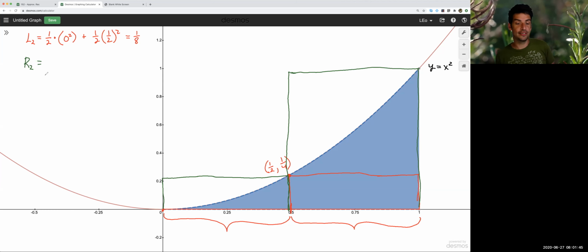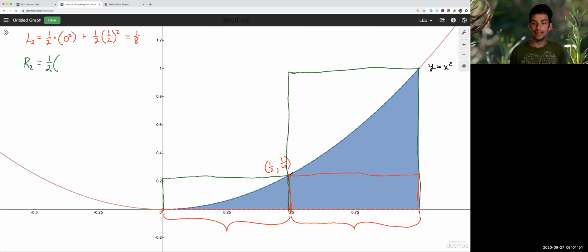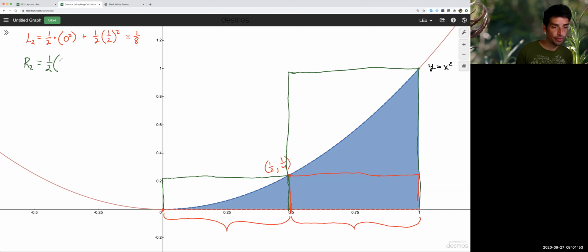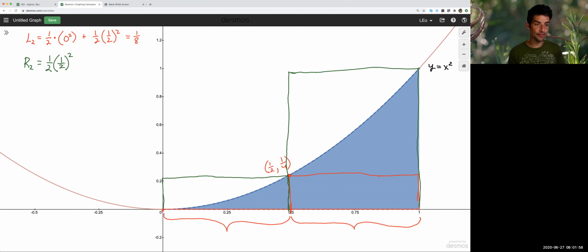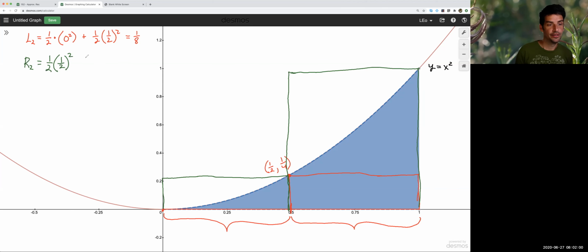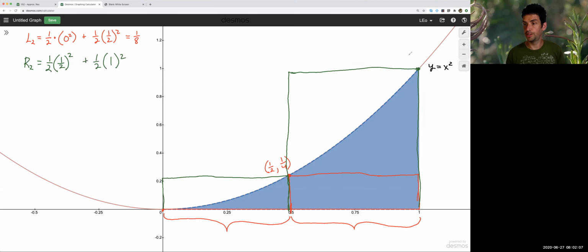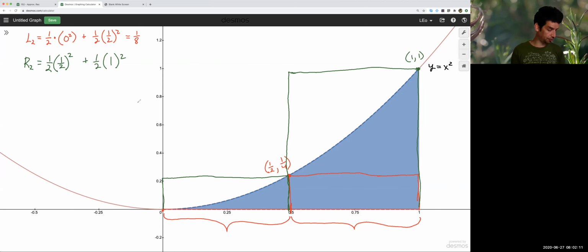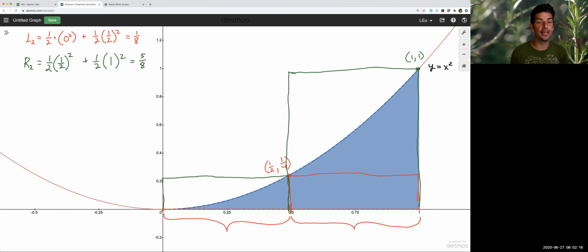So my first rectangle is now, the base is still 1/2, same number of rectangles, times the height at the right endpoint, which is the value of the right endpoint put into the function, right? This point here, the next, we got this point here, which is 1, 1. Again, it's 1 squared. We're putting in 1, which is of course 1. And if you work this out, you get 5/8.